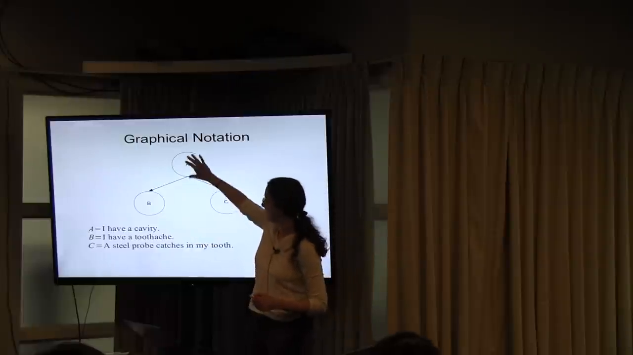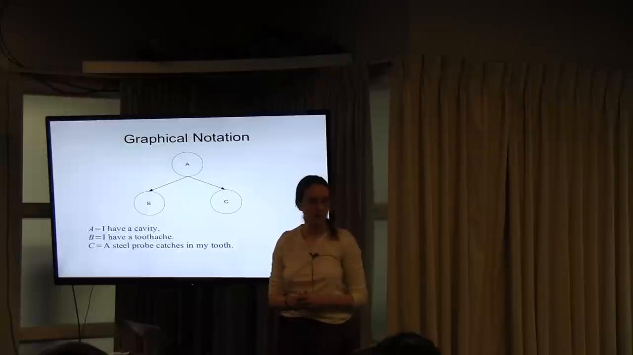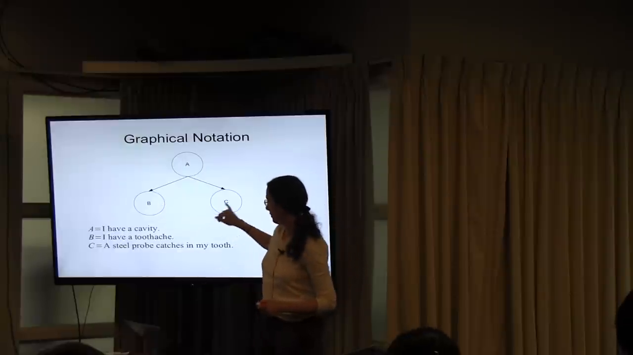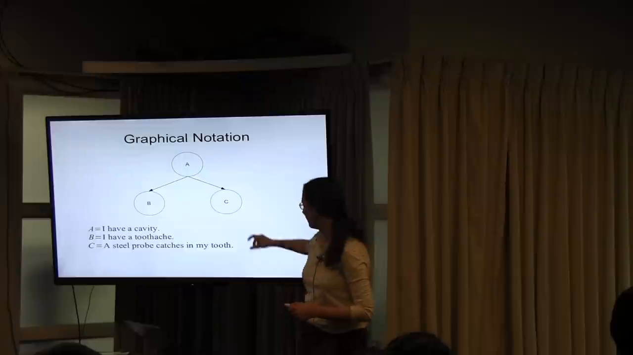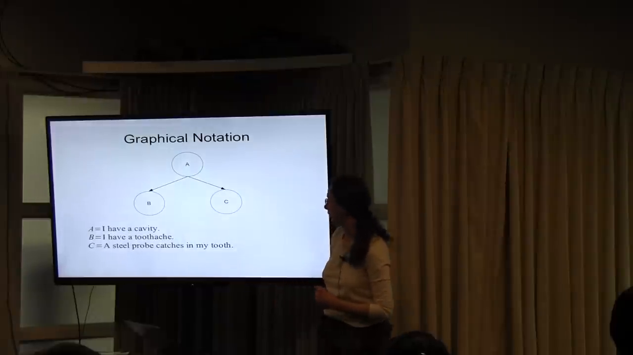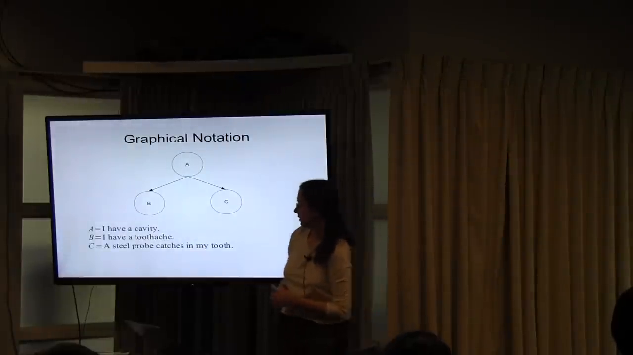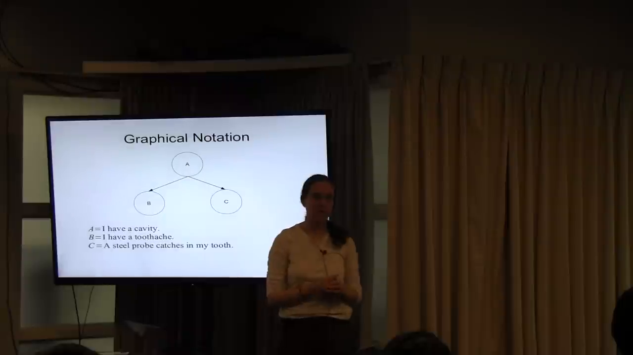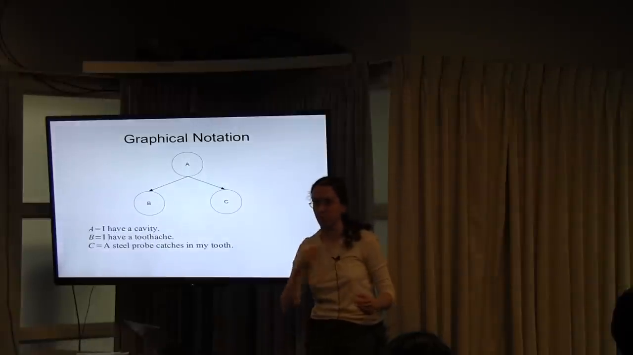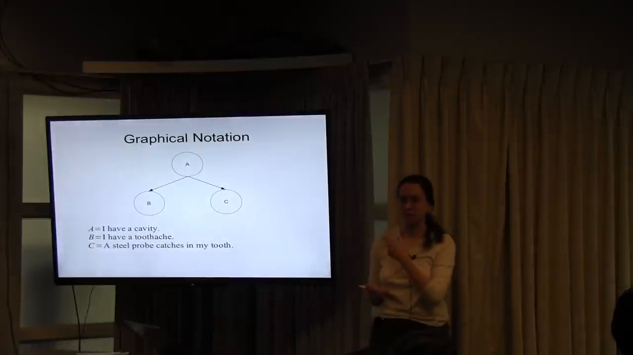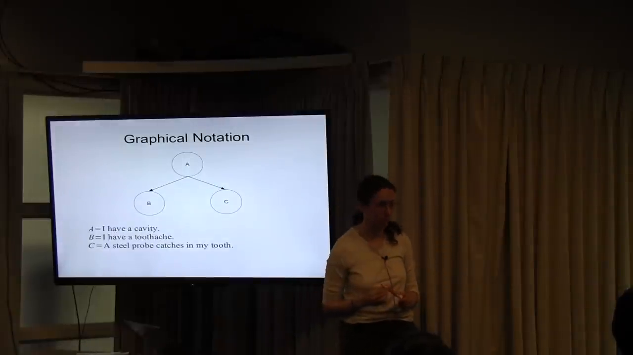So here A is I have a cavity. And then B is I have a toothache, and C is, if you've ever heard that, they scratch your mouth to see if you have a cavity. So C is a steel probe catches in my tooth. So what this is saying is if I have a cavity, that's independently going to make me have a toothache, and also independently cause that steel probe to catch when the dentist is scratching in my mouth.